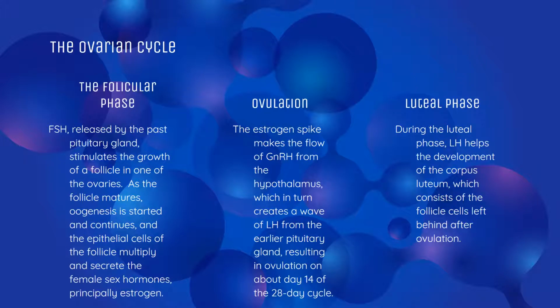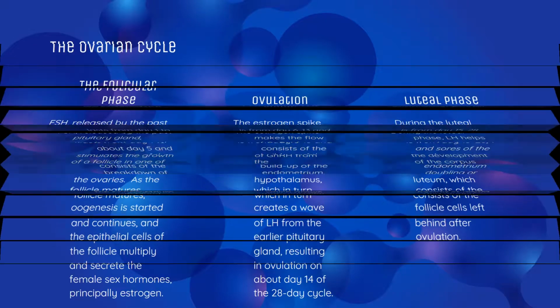The luteal phase. During the luteal phase, LH helps the growth of the corpus luteum, which is the follicle cells left behind after ovulation, and the corpus luteum secretes female sex hormones, mainly progesterone.